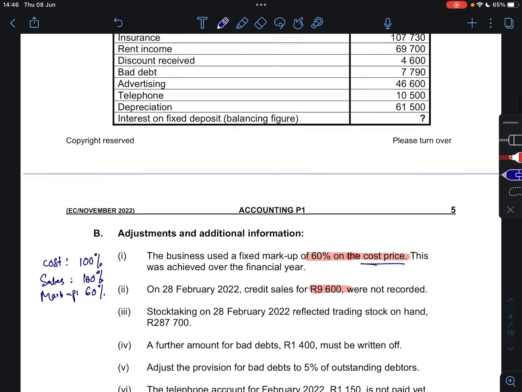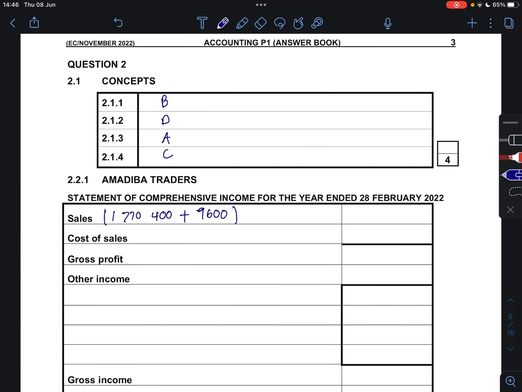We're not given, right? Okay, so we calculate our total sales. It's 1,770,400. It's 9,600. Okay, this looks a bit like a 1. So that's 770, and I'm getting 1,780,000. Okay, so moving on, how we get our cost of sales.